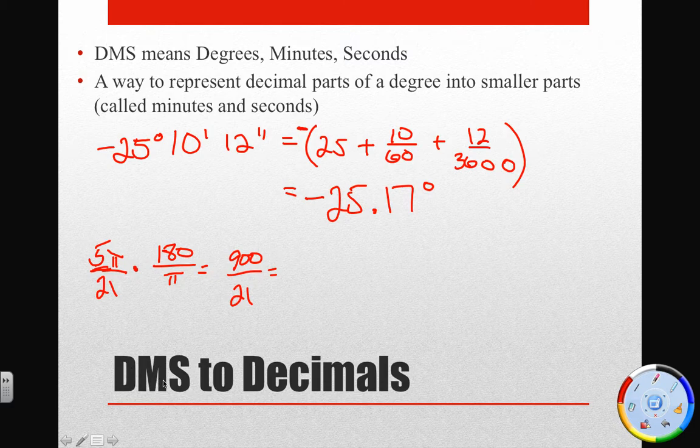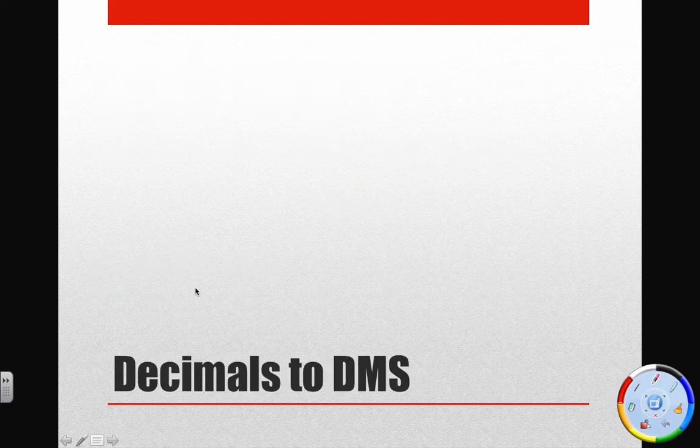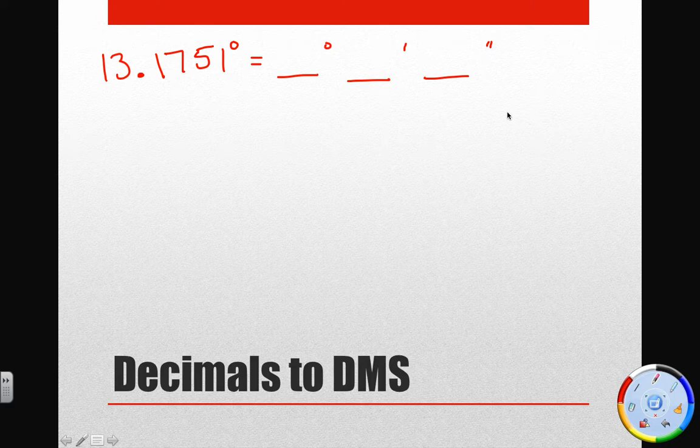And going from DMS to decimals, the hardest thing you're going to get is this negative question here. When you get to the next page, which is going from decimals to DMS, that's where things get a little bit more complicated. But let's backtrack. Let's figure out how to go from decimals. Let's say I had 13.1751 degrees, and I want to change this to some degrees, some minutes, and some seconds.